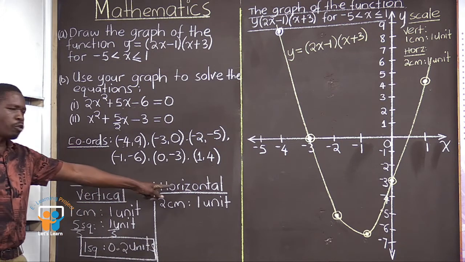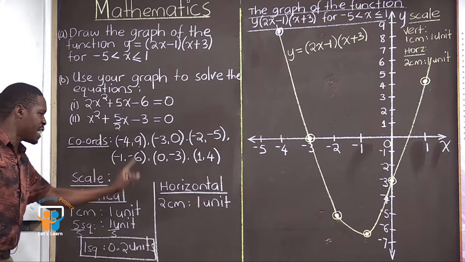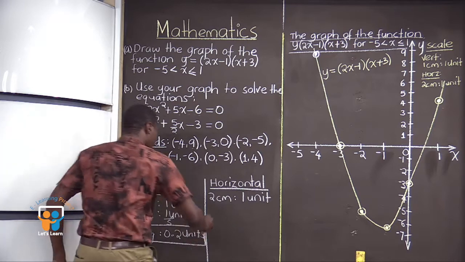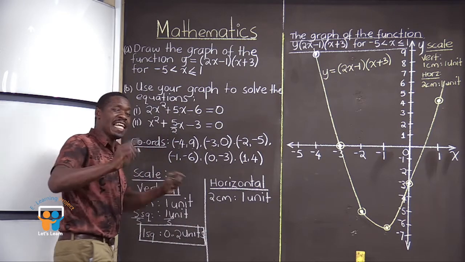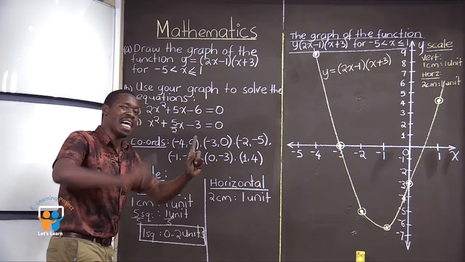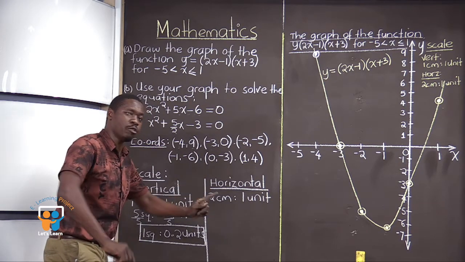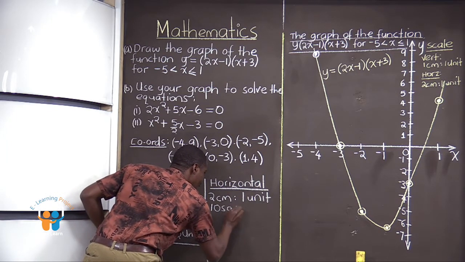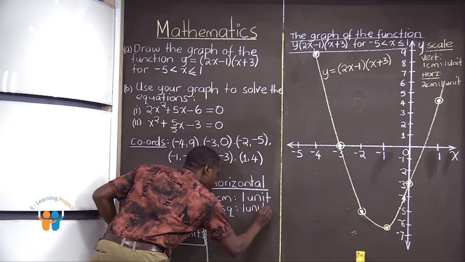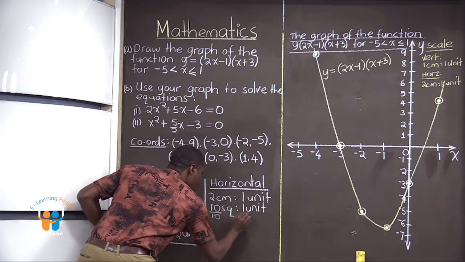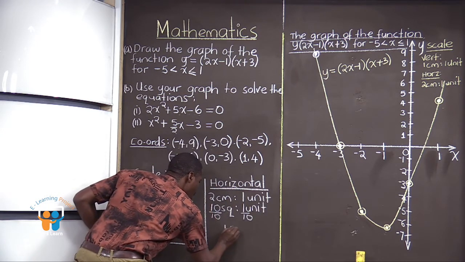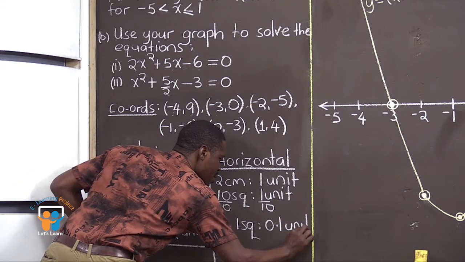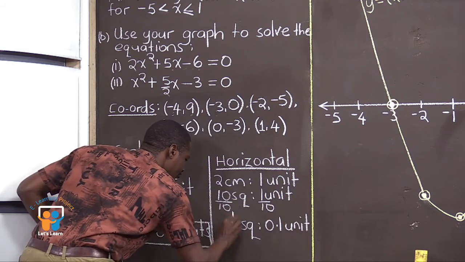How about on the horizontal scale? I'm having 2 centimeters representing 1 unit. Remember the examiner said use a suitable scale. Every 2 centimeters have 10 squares, because 1 centimeter has 5 squares, so 2 centimeters are 10 squares. 10 squares, Mr. Examiner, sir, are representing 1 unit. Divide by 10, divide by 10. Every 1 square will represent 0.1 units. Good. So that is what I have now.